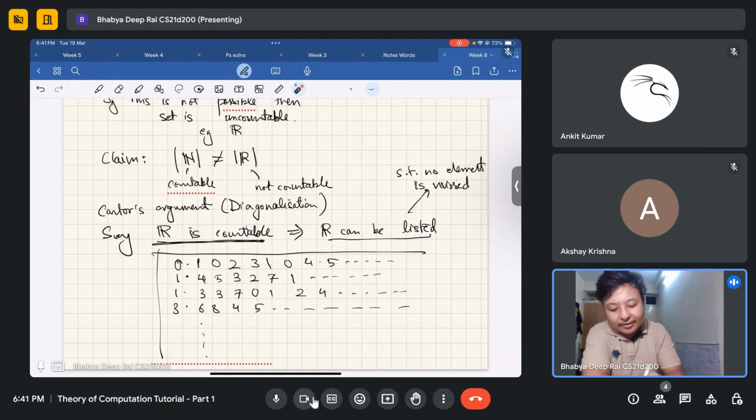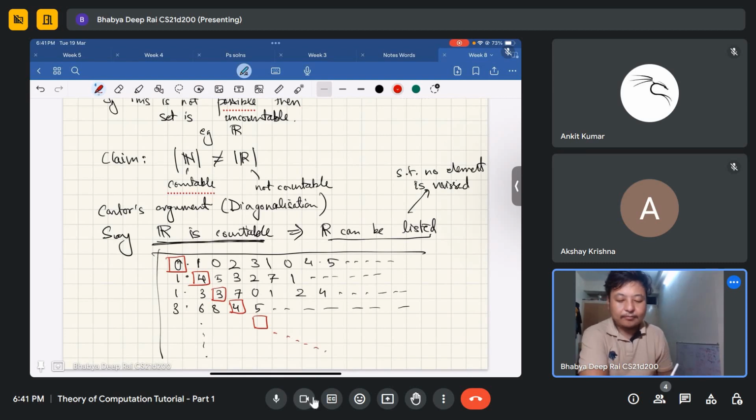Okay, how he did it was as follows. He took the first digit from the first member of the list, second digit from the second member of the list, third digit from the third member of the list, fourth digit from the fourth member of the list, and so on. I get an infinitely long real number. Then, you know what he did?